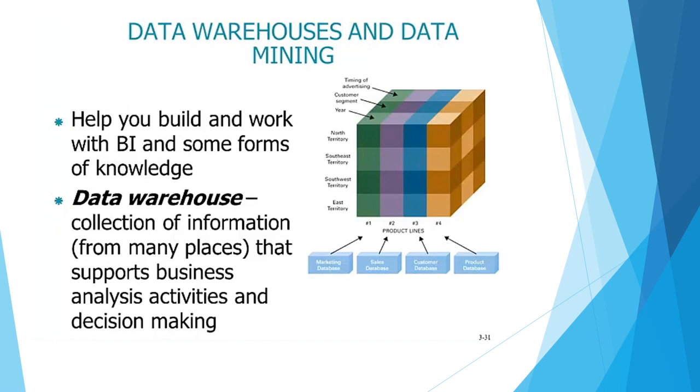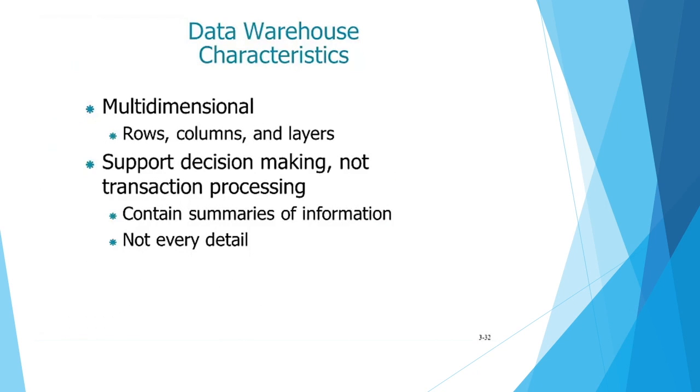So that's the relational database. Now we jump into the data warehouses. Again, these are the data structures for helping with strategic level or mid-level type decision making, as it says right here. It supports business analytical type activities and decision making. Business data is multidimensional, so it has rows, columns, and layers, and it supports decision making, not transaction processing, as a relational database would have supported.